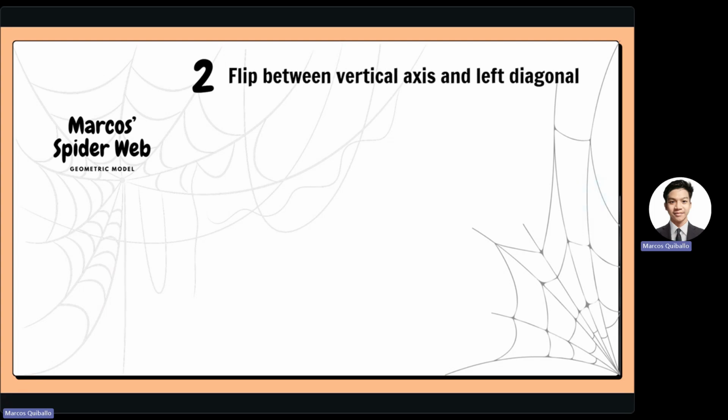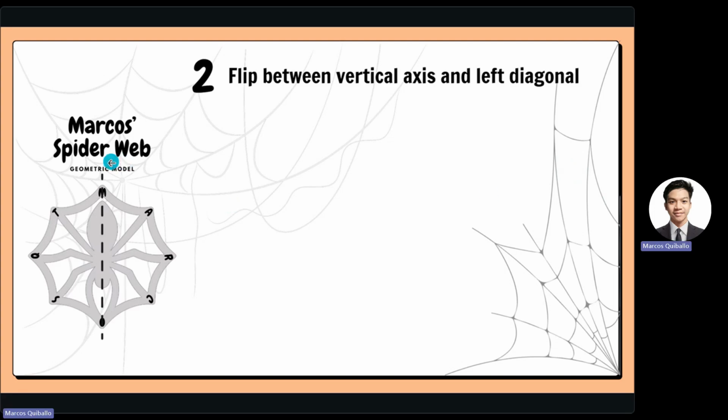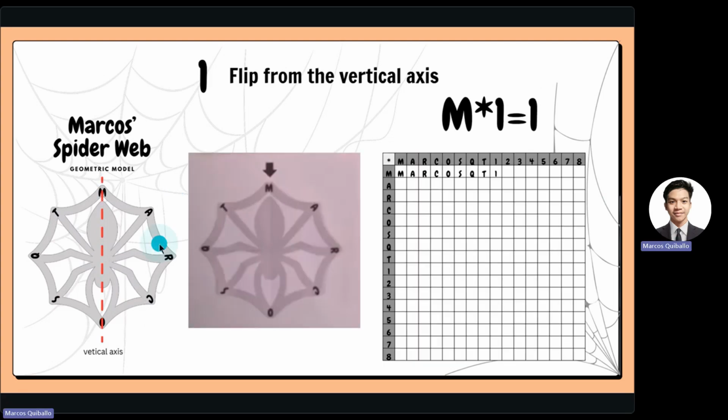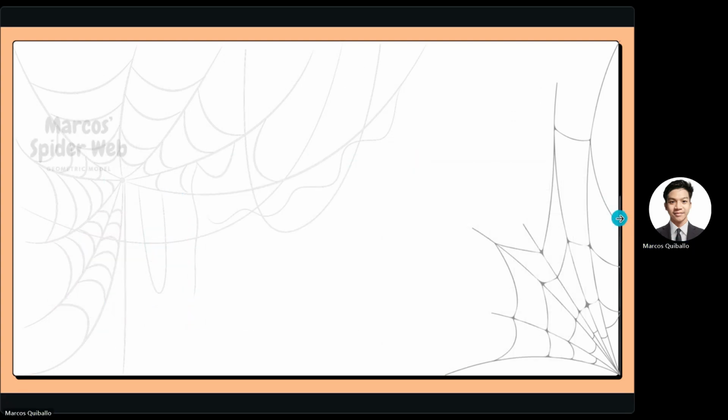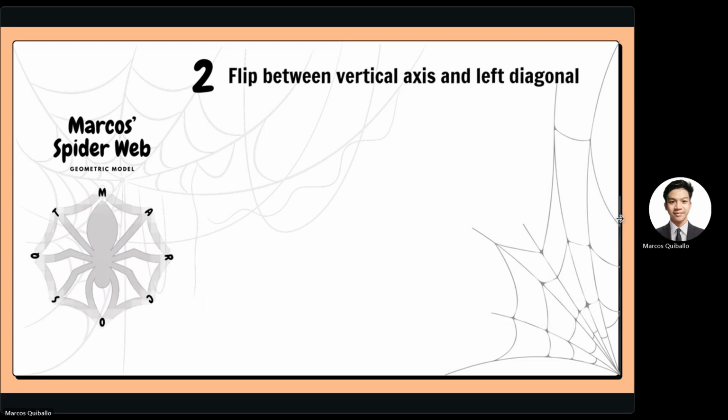2. It's defined as flip between vertical axis and left diagonal. So again, this is our vertical axis. And this is our left diagonal. But here, as defined, it is between the vertical axis and left diagonal. So this is the flipping between vertical axis and left diagonal.